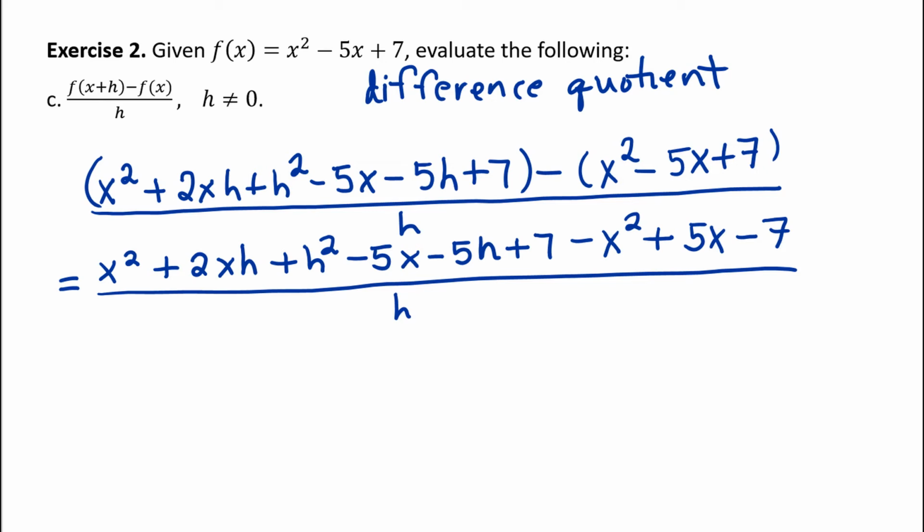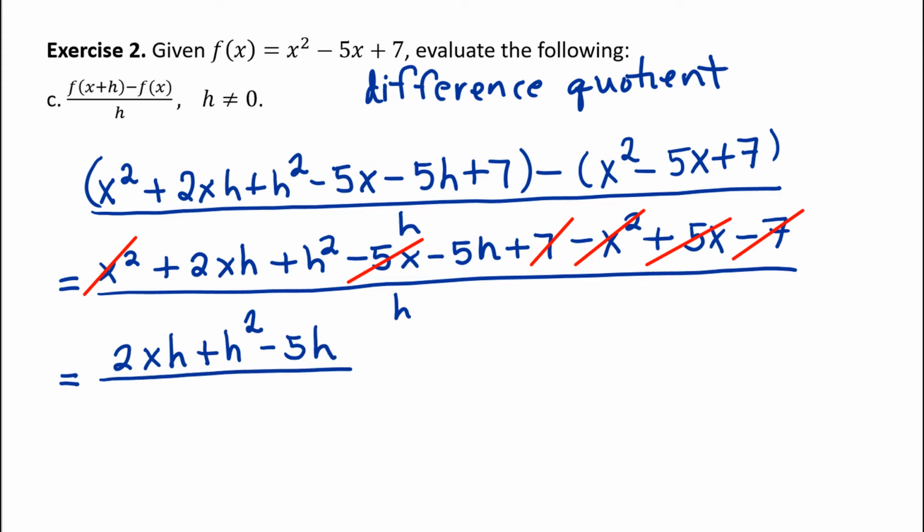Now some terms cancel. We see that the x squareds cancel. The minus 5x and the plus 5x cancel, and so do the constant 7 and 7. Let's write this again with the canceled terms gone. We have 2xh plus h squared minus 5 times h divided by h.